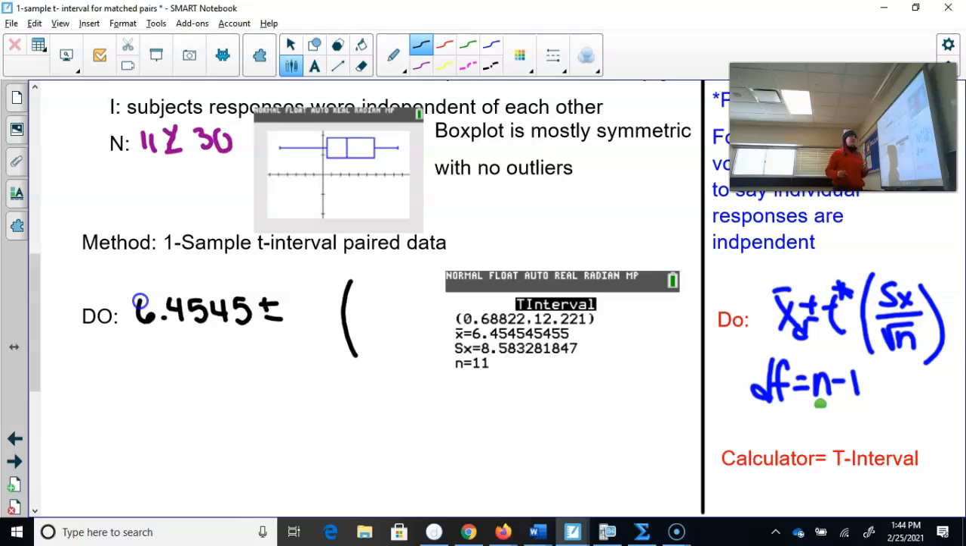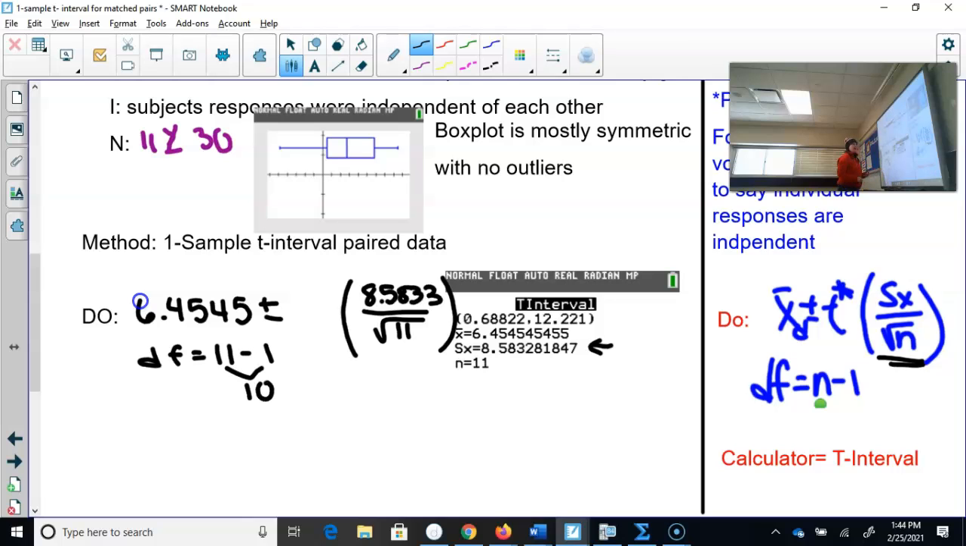My Sx, this is my standard error right here, ladies and gentlemen. My Sx is my standard deviation for that sample. That is right here. They give it to us. So 8.5833 divided by the square root of 11. And now my degrees of freedom are n minus 1. So my degrees of freedom are 11 minus 1, which is 10. And now I need to go and find that T star. So we need to go to our formula sheet right now. Give me a second, I'll pull it up.